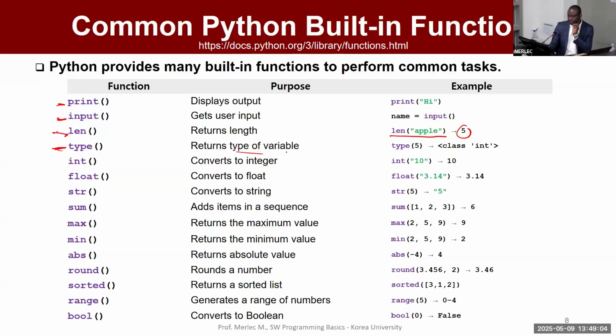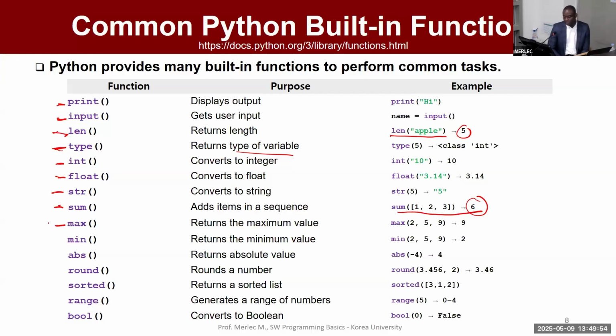The function type returns the type of the variable. We have used that. You have int that converts to an integer. float converts a given value to a float or decimal point value. You have str, which is used to convert a given value into a string representation. You have sum, which adds items in a sequence, like you can see in this example. You have a sequence of numbers which has been given as a parameter to sum, and then the sum function will output the sum of all the items within that sequence.